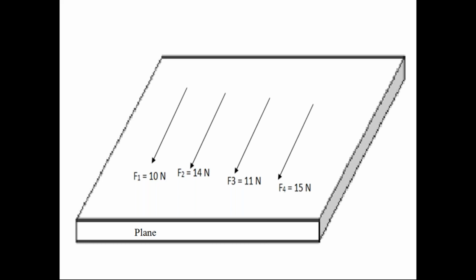Just now I explained: coplanar parallel force system means all forces lie on the same plane, and the lines of action of the forces are parallel to each other. Check the directions of the 4 forces in the diagram. Here, all the forces are in the same direction. The directions of all forces are the same.